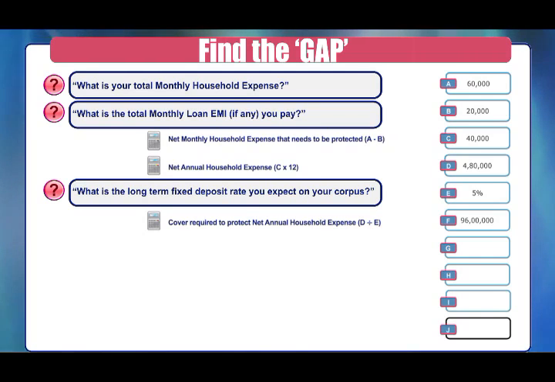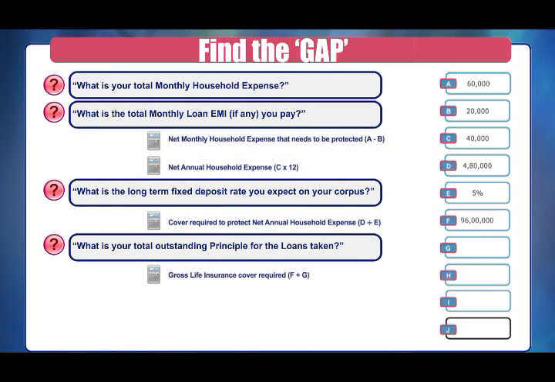Now I'll ask Sanjay the fourth question. What is your total outstanding principal for the loans taken? 18 lakhs. So as we said, we have to take life insurance for the income we have, and we need to cover the debts. So the life insurance requirement for covering the income was 96 lakh. His outstanding loan or debts is 18 lakhs. We have to add these two and it becomes 1 crore 14 lakhs.